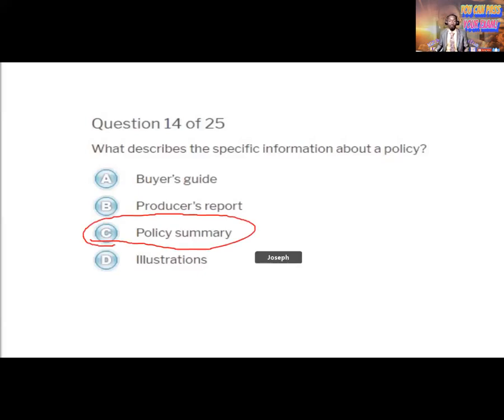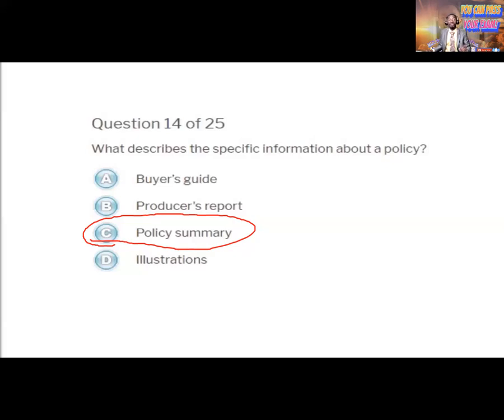So I hope that's what you pick. And this is the right answer: C, the policy summary. The policy summary tells you specific information. When do you give that summary to the person? When you deliver the policy, you give them the summary. It's telling them specific information about the policy.